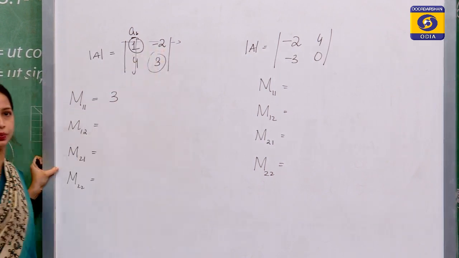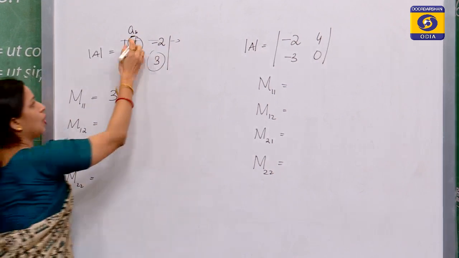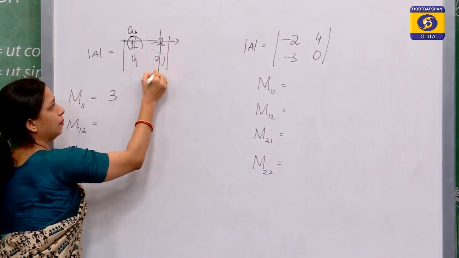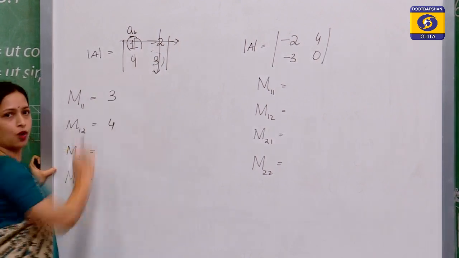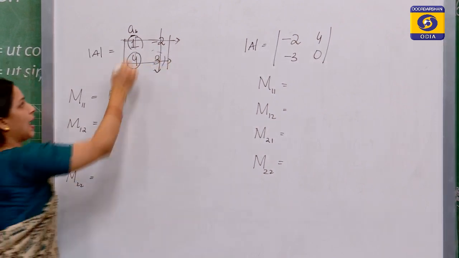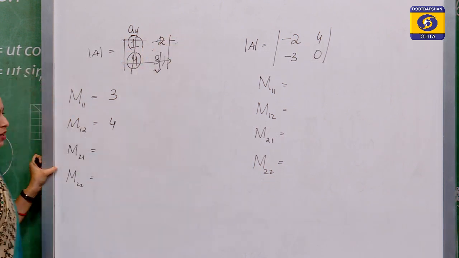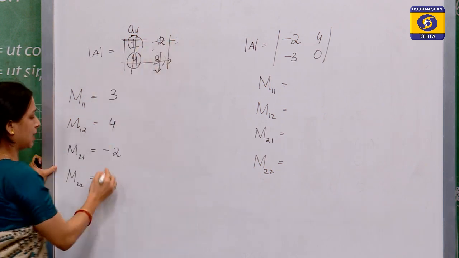Similarly, M12 means the element is -2. I delete the row in which -2 exists, and then I delete the column, and the resultant element is the minor. So, 4, right. Next, M21, that means 4. Now I delete the row in which 4 exists and the column. The resultant is -2, I write -2. Similarly, the last one, 3. I delete its row and column, and the resultant is 1.